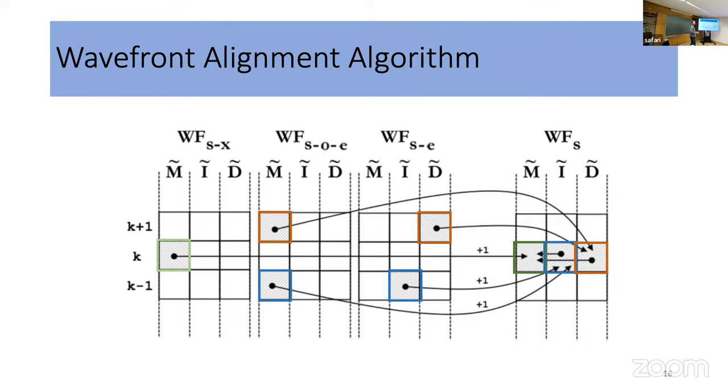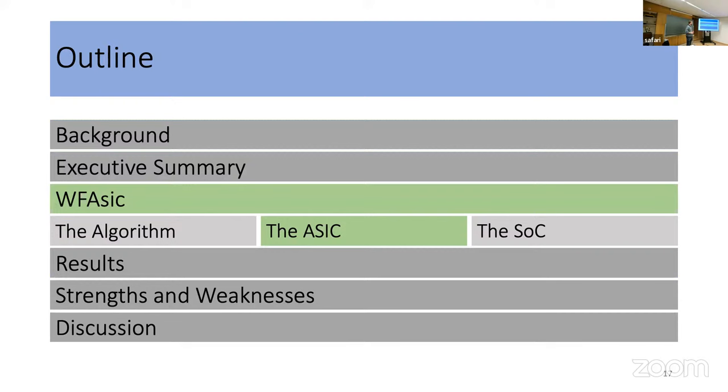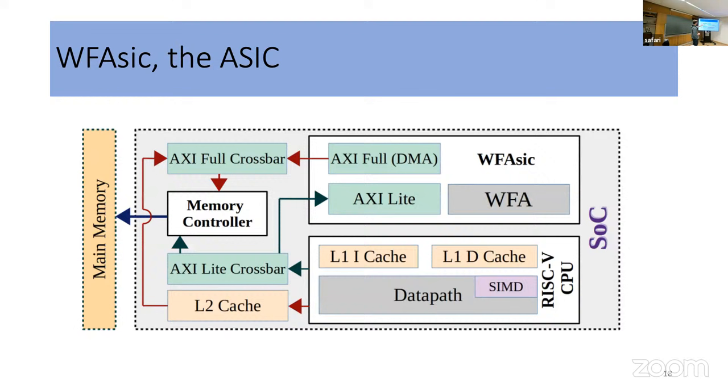Now to the ASIC itself. Here you see an overview of the whole system on a chip. You see the ASIC and the CPU in its own kind of package, as well as two very important components, the AXI Lite and AXI full crossbar. The AXI Lite crossbar is being used by the CPU to communicate with the ASIC, as well as to communicate with main memory. And the AXI full crossbar allows the ASIC access to off-chip main memory.